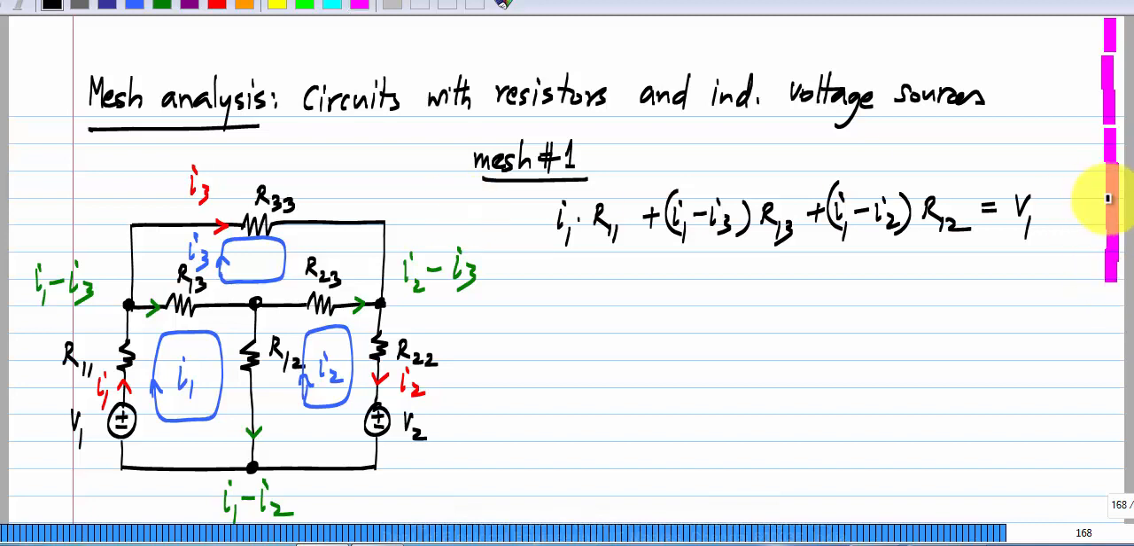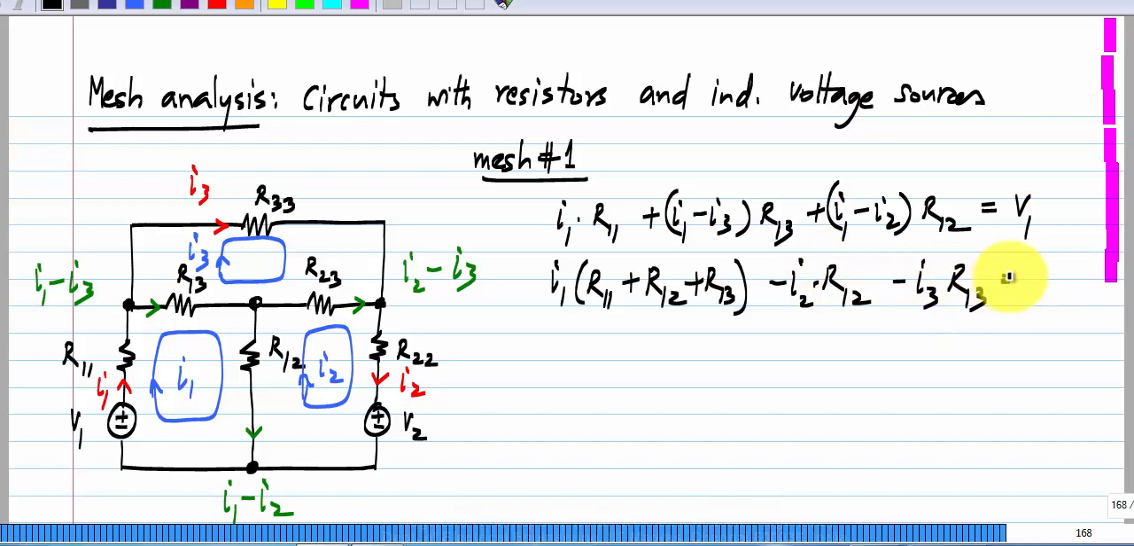So that's for mesh number 1, and if I group terms containing the same mesh current, I will have I1 times R11 plus R12 plus R13, minus I2 times R12, minus I3 times R13, to be equal to V1. What I have done is I have collected the coefficients of the mesh currents.